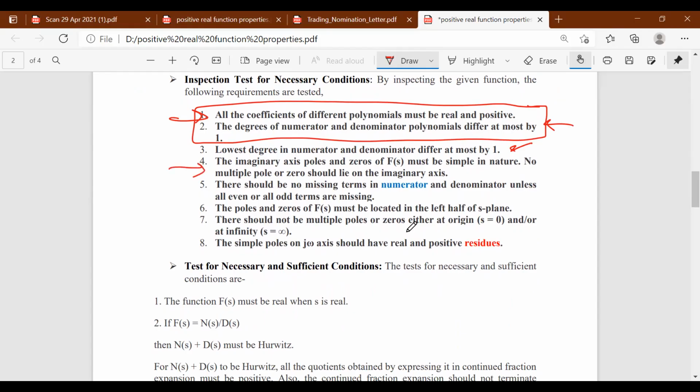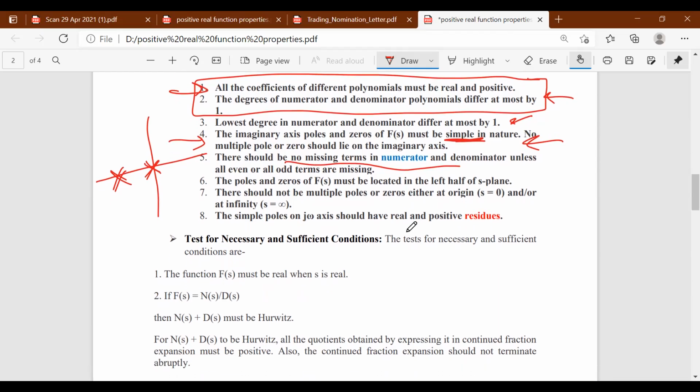The imaginary axis poles and zeros should be simple in nature. What do we mean by simple? Sometimes we get multiple poles on the origin or at any other point. If there is more than one pole or zero on the imaginary axis, then we say multiple poles are there, and that should not be the case. They should be simple, only one pole or zero at a place. Then there is the same point we discussed in the Hurwitz polynomial properties, that there should be no term missing in the numerator as well as the denominator, unless all even or all odd terms are missing.